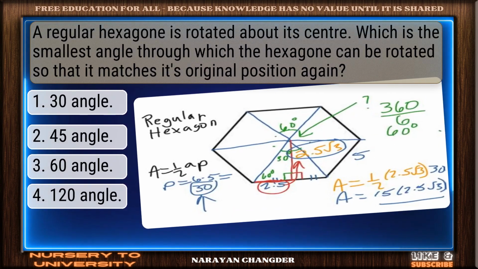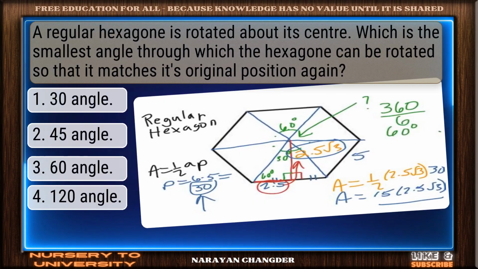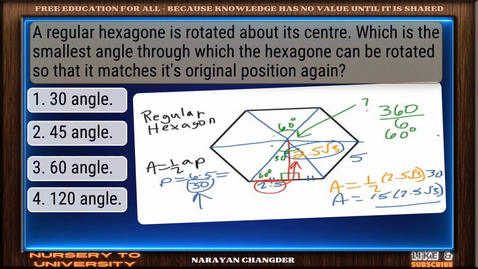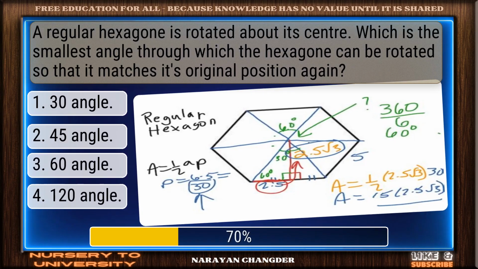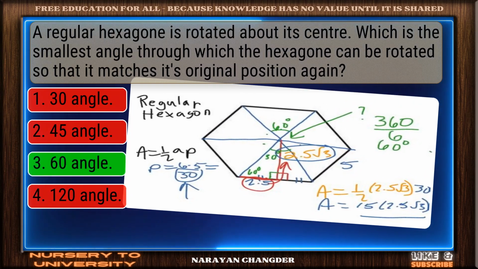A regular hexagon is rotated about its center, which is the smallest angle through which the hexagon can be rotated so that it matches its original position again? You got it? Your choice 60 angle is right.